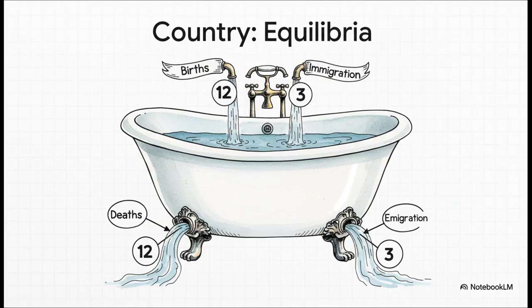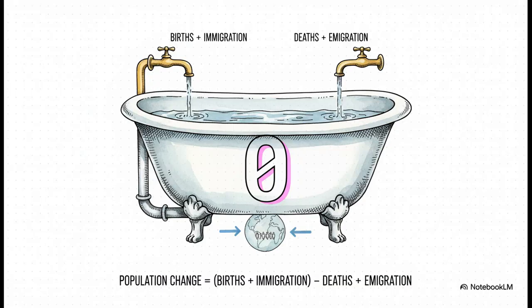Let's do just one more to really make sure it sticks. Check out the numbers for this country. Equilibrium. What's the story here? Take a look. How'd it go? Did you get a big ol' 0? Because that's the answer. The ins are 12 plus 3, which is 15. And the outs? They're 12 plus 3, also 15. So 15 minus 15 is 0.